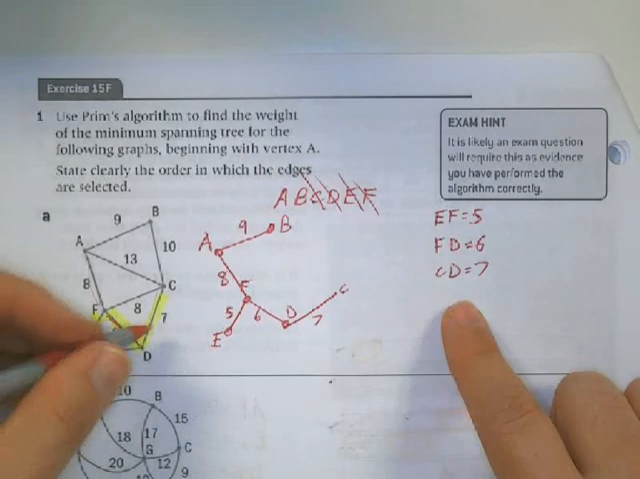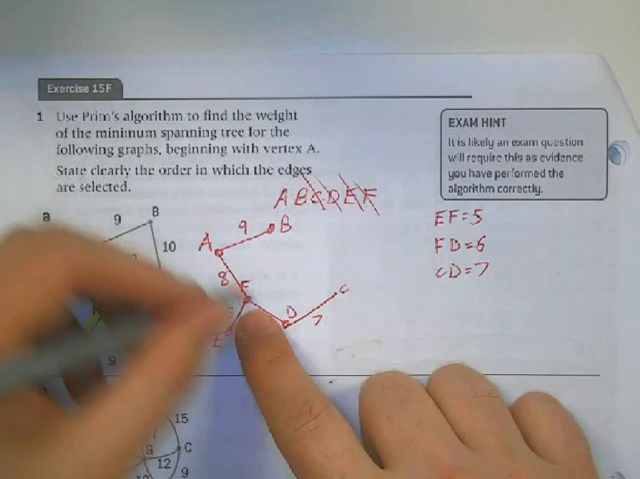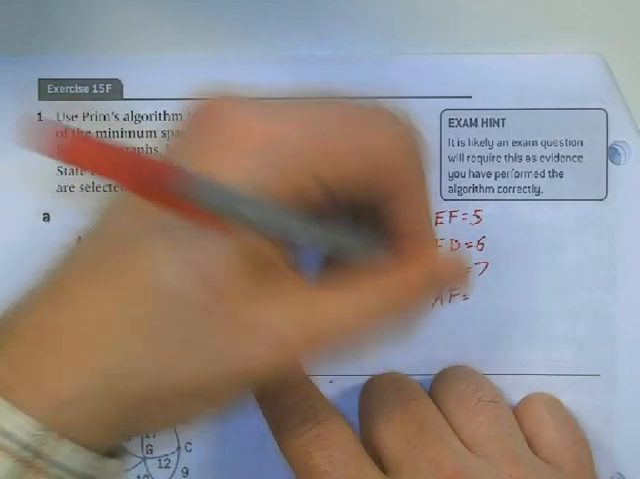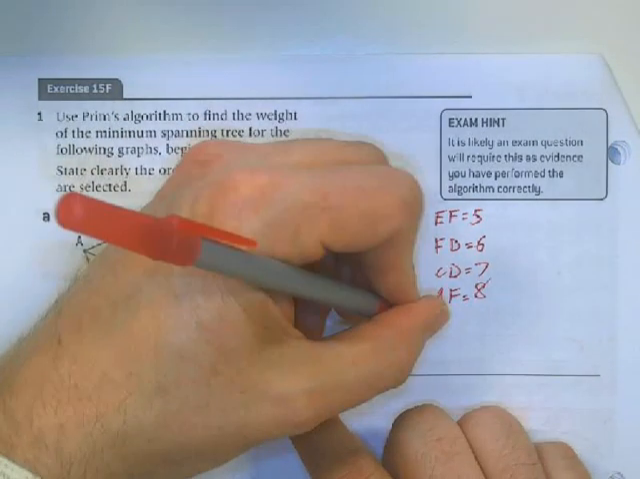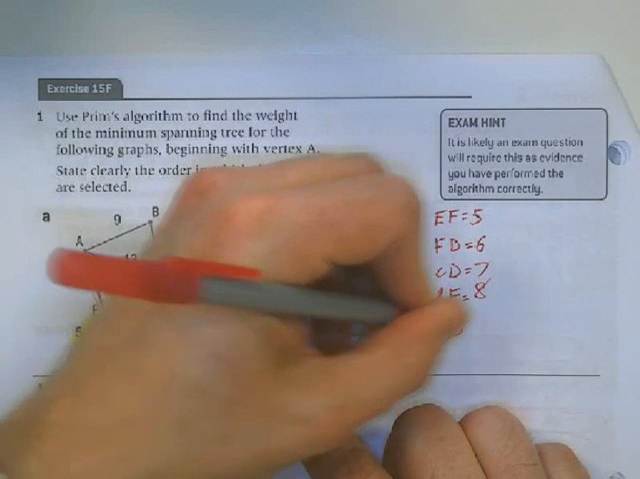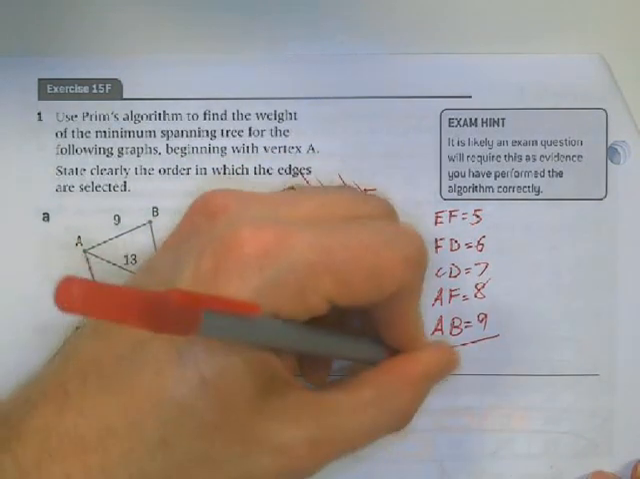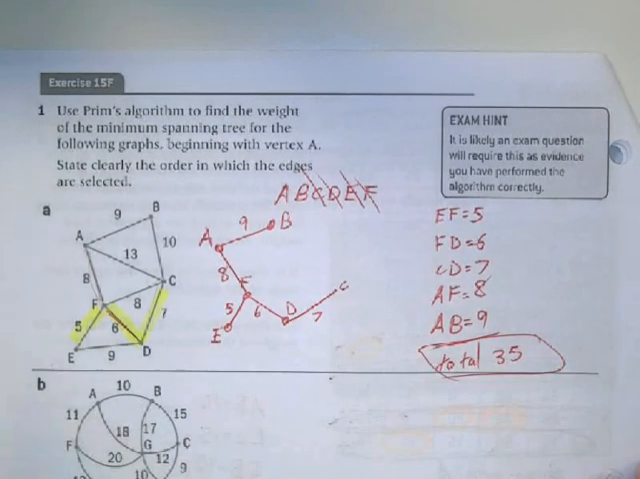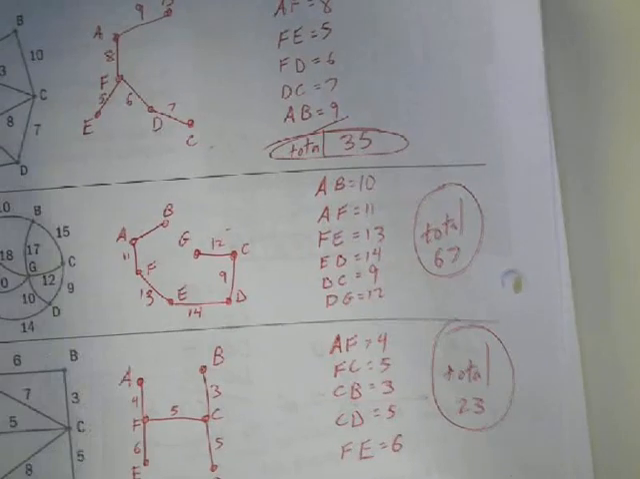So what did we do here? We did C to D 7, A to F is 8, and then A to B is 9. Add those all together, and the total is 35. Okay, I'm going to show my answers here.